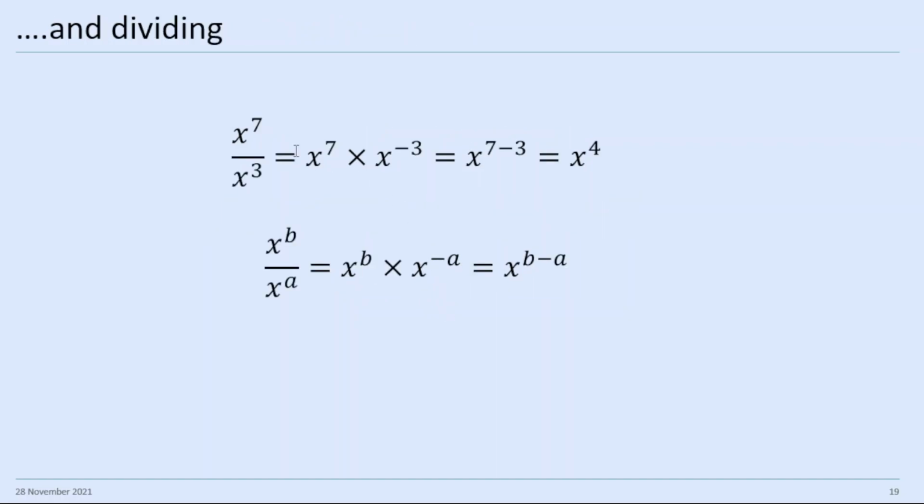What about dividing? Well, if we think about x to the 7 over x to the 3, that's like x to the 7 times x to the minus 3, because 1 over x to the 3 equals x to the minus 3. So you've got to add 7 and minus 3, which is 7 minus 3, which is 4. In general, x to the b over x to the a equals x to the b times x to the minus a equals x to the b minus a. So when you divide, you subtract the powers.